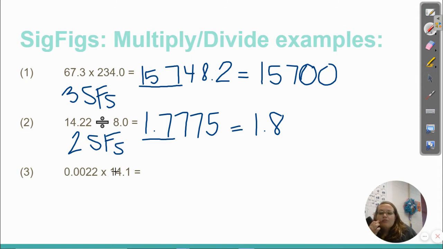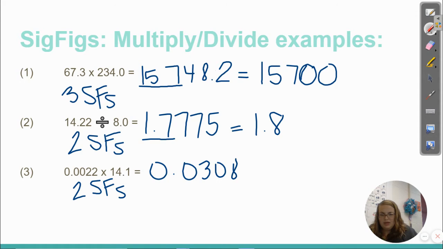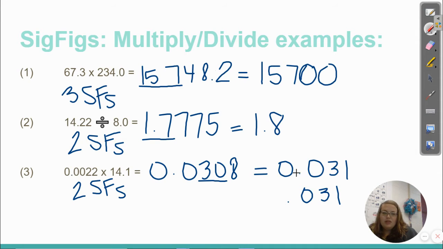All right, last one, I have 2 significant figures, 3 significant figures, so I want 2 significant figures in my answer. So 0.0022 times 14.1 becomes 0.0308. I want 2 significant figures in my answer. So these zeros are not significant, so we're starting here actually when we're looking at number of significant figures. So we're going to end up with 0.031. You could also write 0.031 because these 2 are not significant here.